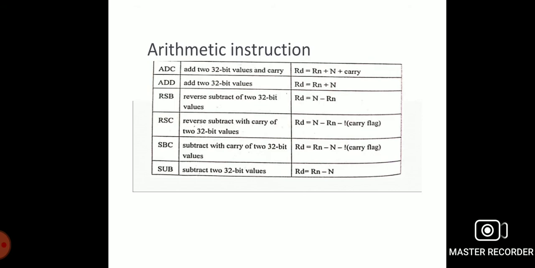And also next, the reverse subtract with carry of two 32-bit values, that is RD is equal to Rn minus N minus carry flag. So the carry flag of data plus the two 32-bit value to add to the RD. Next, the SBC, that is a subtract with carry of two 32-bit values: RD is equal to Rn minus N minus carry flag. Next, the subtract of two 32-bit values, that is RD is equal to Rn minus N.